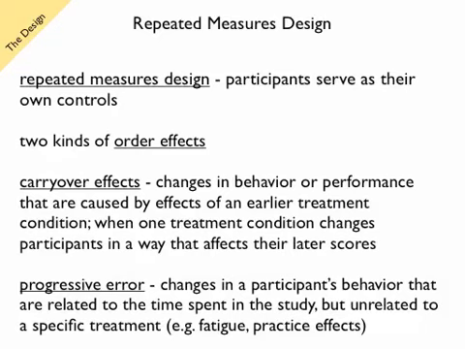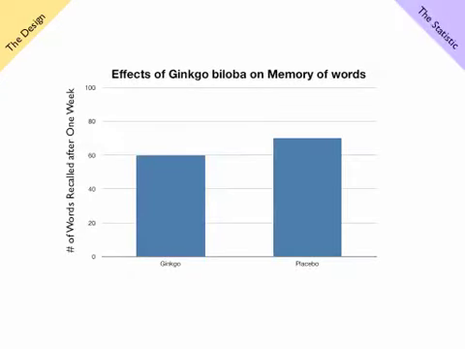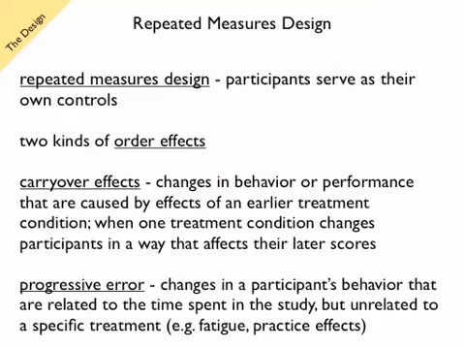If we do it the other way around, ginkgo might not do anything, but it doesn't do anything bad to people's memory, but because they're getting practice at the memory test. If we did ginkgo first and placebo second, then that's a potential type of progressive error that are called practice effects. So these errors can push the results in multiple directions, and there's a couple ways to get around them, and we'll see what they are in just a second.